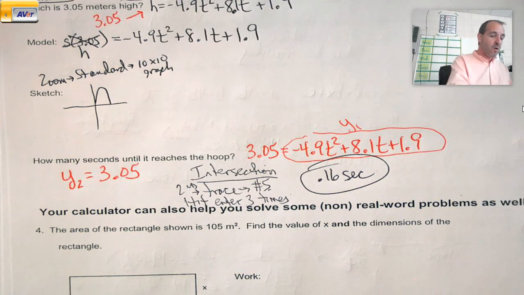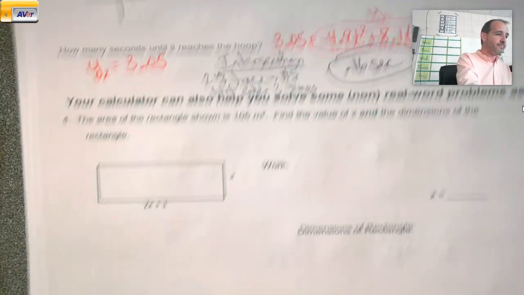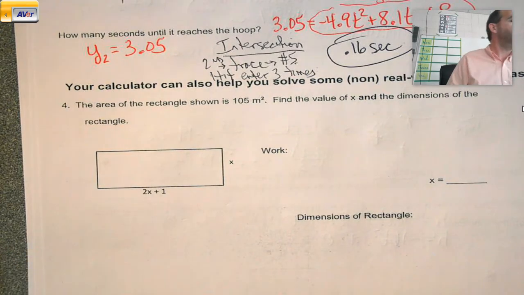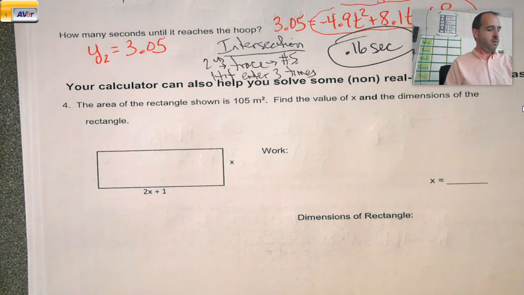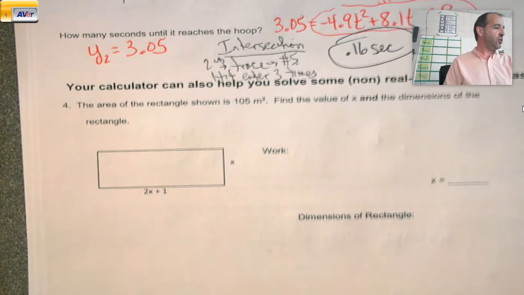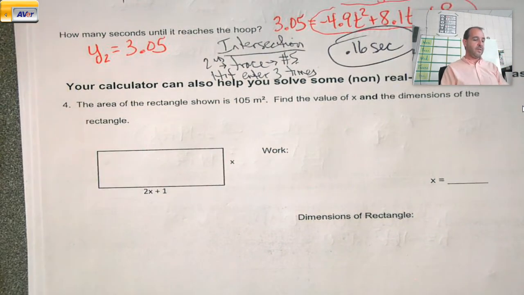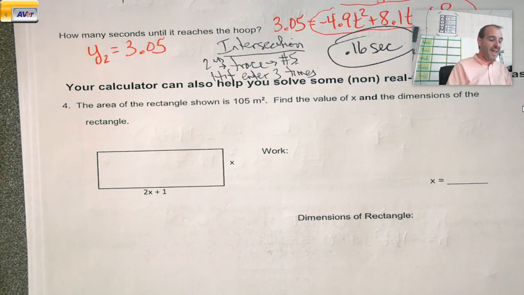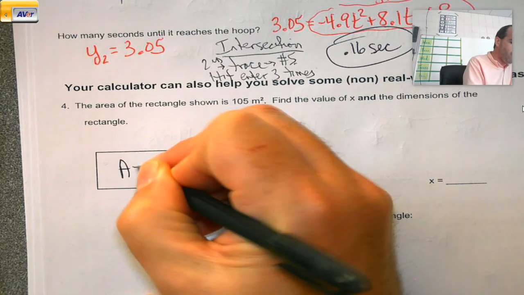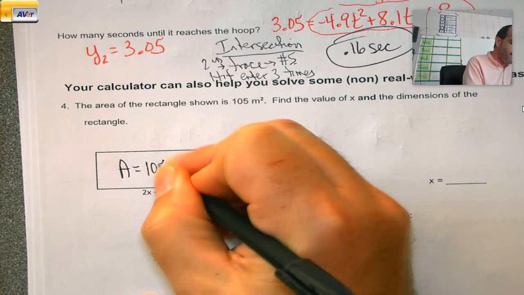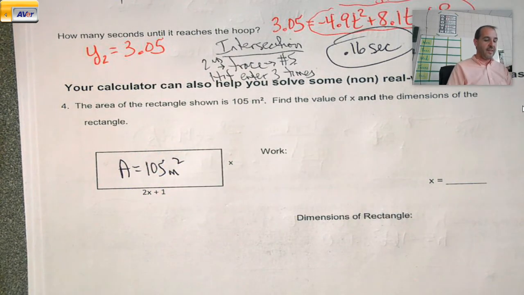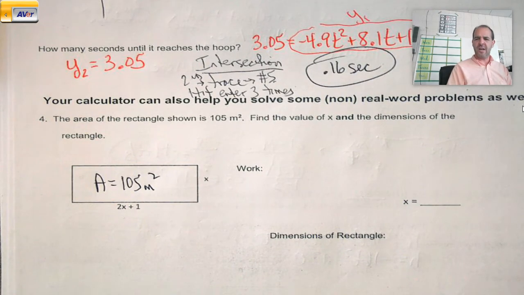We also can get a few bits of help in dealing with other functions as well, like something like this with a rectangle. The area of the rectangle shown is 105 square meters. Find the value of x in the dimensions of the rectangle. Okay, how do we find the area of a rectangle? Let's rewind to that first.